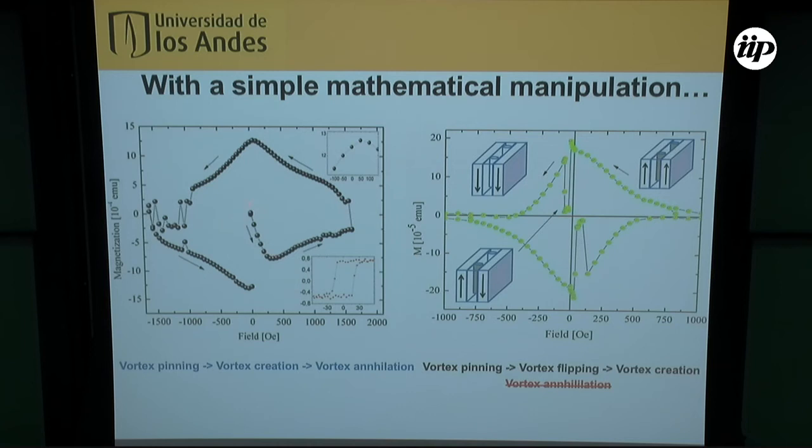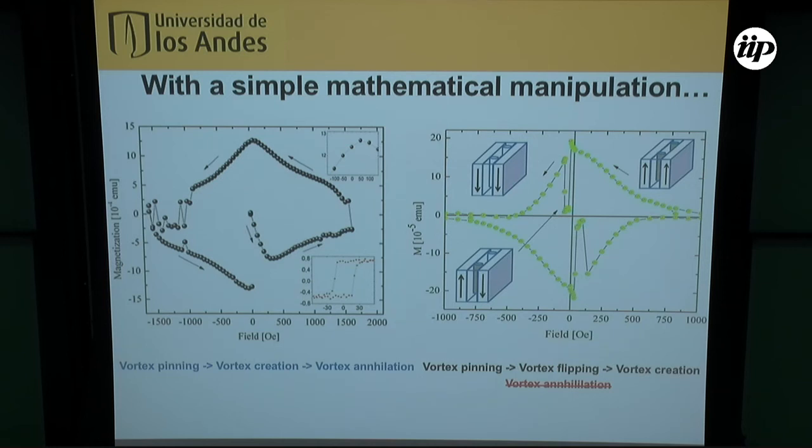Okay, so this is just to compare the normal hysteresis loop and this one. And the important thing is the difference between these loops. In traditional superconductors, you have vortex spinning, vortex creation, vortex annihilation. Then in this one you have vortex spinning, vortex flipping, which is a new way to do things, and then vortex creation. That means that vortex annihilation does not take place in this system, right? And that means that it's not dissipating energy in the form of heat, right?